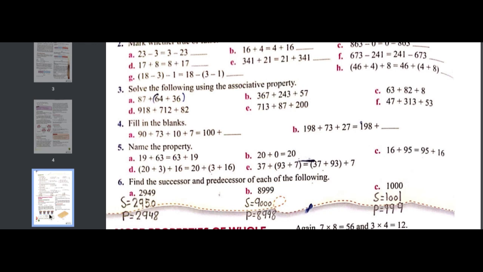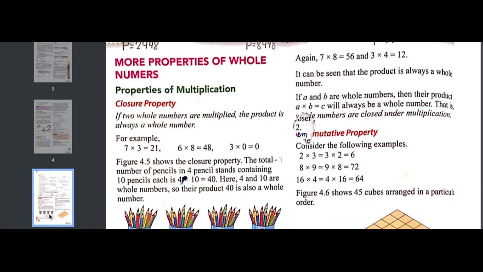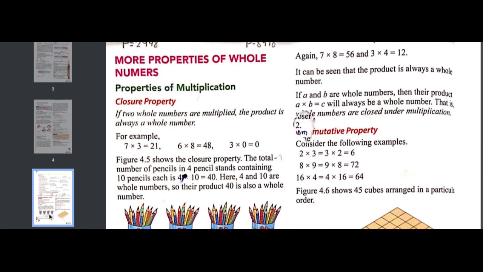Aryan, can you complete all the questions from 1 to 5 for your homework practice? Yes, ma'am. We can move to the next topic, the more properties of whole numbers. This is the easiest exercise. You can do this after class while you are traveling. Should I not do it now? Not now. This is for your homework task.